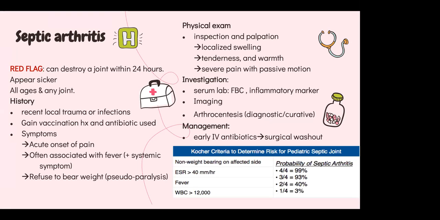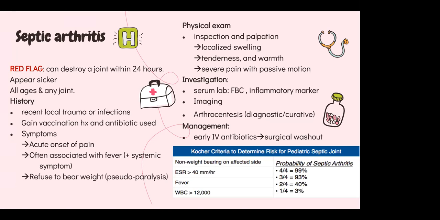The Kocher criteria are important to determine the risk of septic arthritis in pediatrics, as there are other diseases that can mimic septic arthritis but are benign and limited, unlike septic arthritis, which is a red flag. For example, transient synovitis.